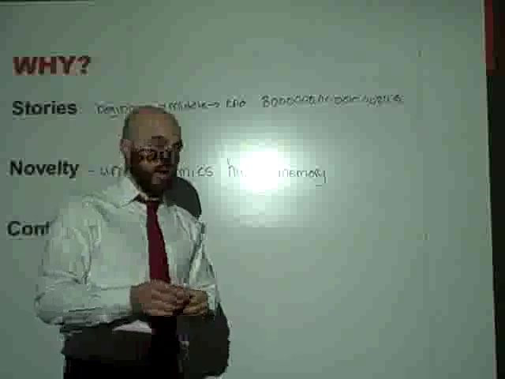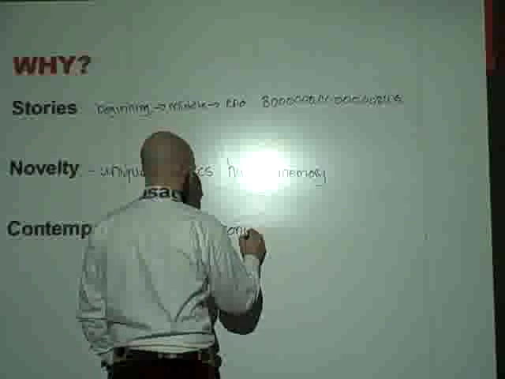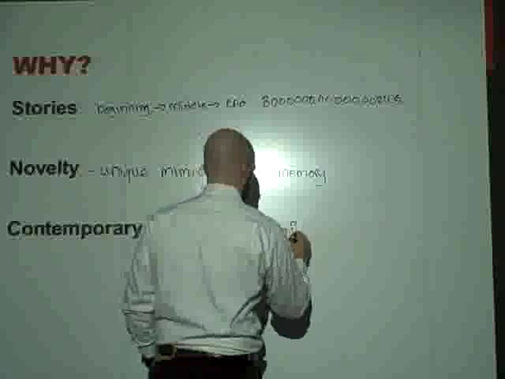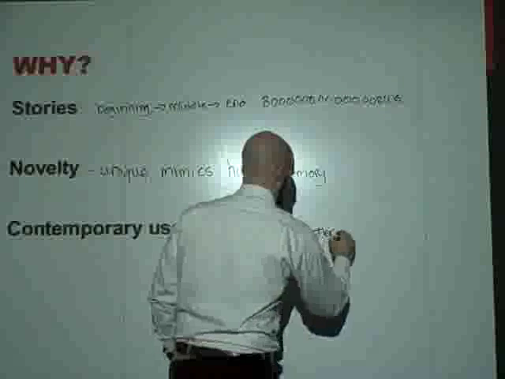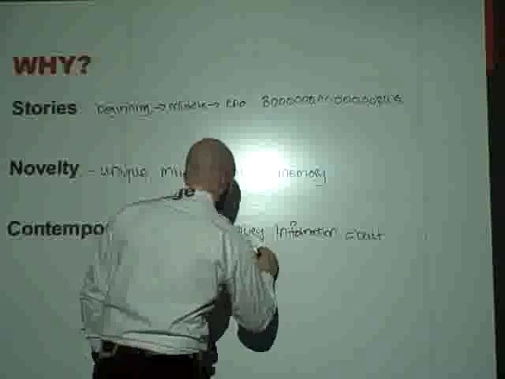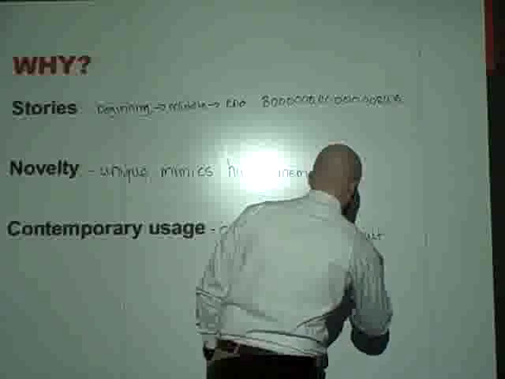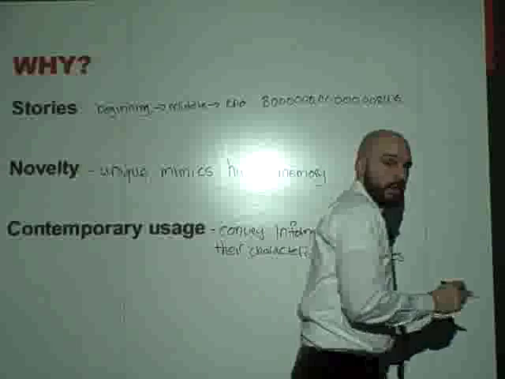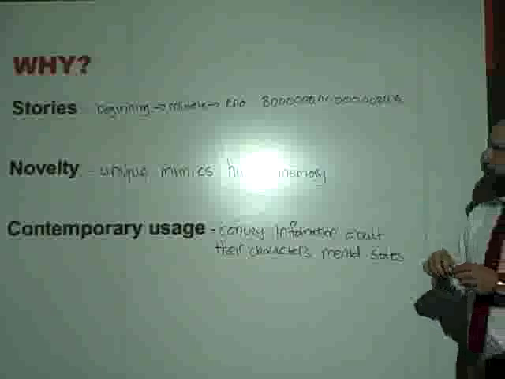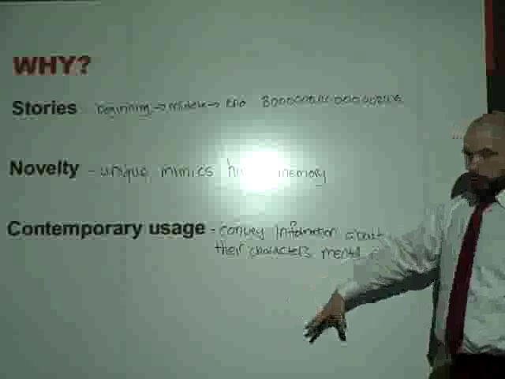Contemporary usage. Nowadays, you see a lot of authors doing this, Tim O'Brien being one. Authors are using nonlinear narratives in order to convey information about their characters' mental states. And so by having a broken narrative, a fragmented, a disjointed narrative, authors are using this to talk about their own characters.